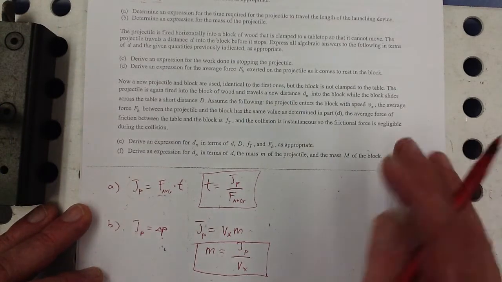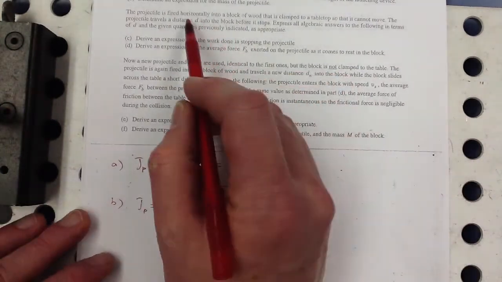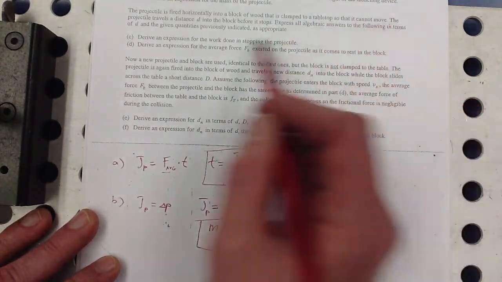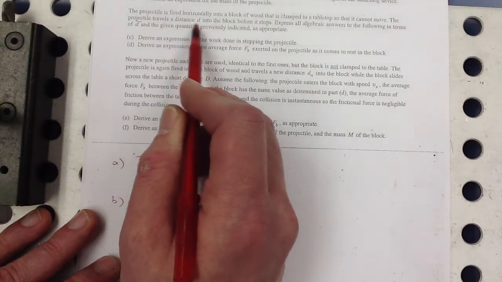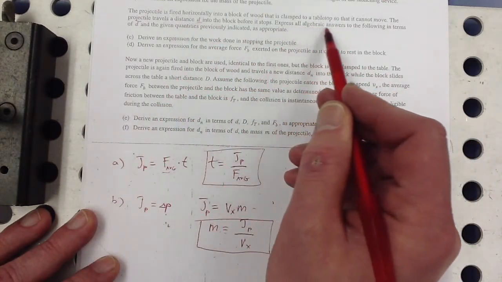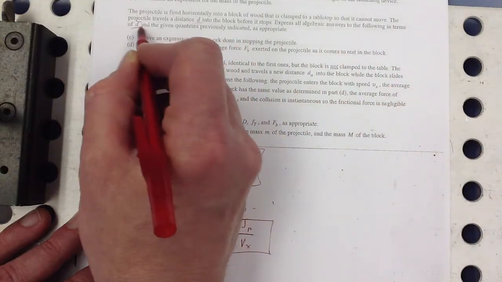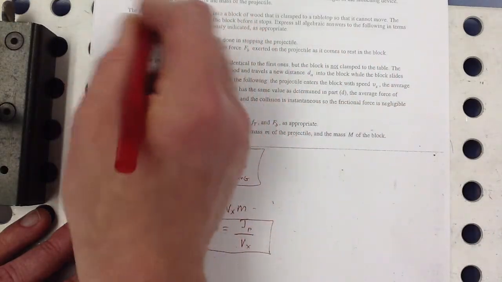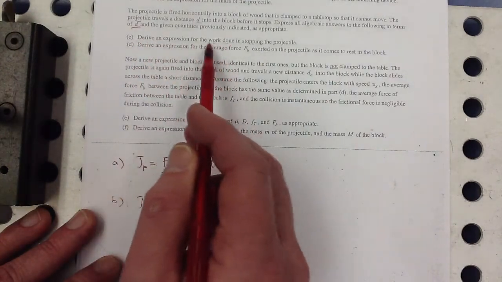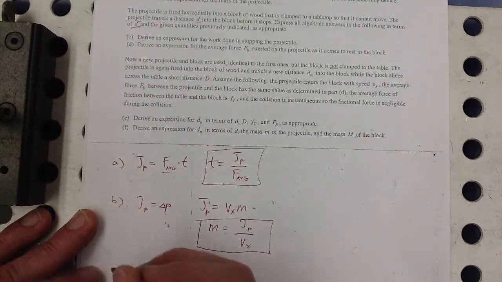Okay, now the projectile is fired horizontally into a block of wood that is clamped to a tabletop so that it cannot move. The projectile travels a distance d into the block before it stops. Express all algebraic answers to the following in terms of d, how far it travels, and the previously indicated stuff. So derive an expression for work done in stopping the projectile.